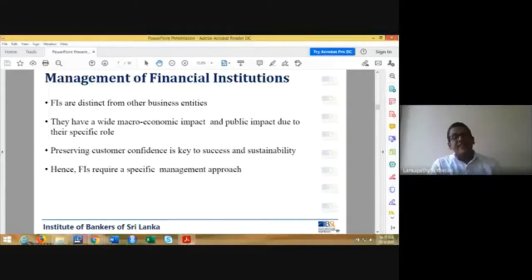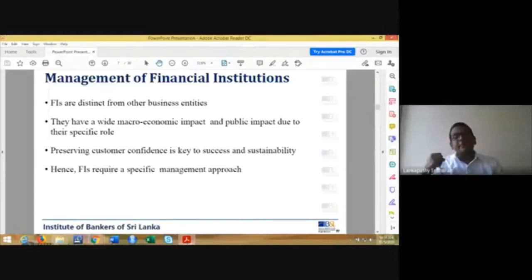The second one is that they have a wide macroeconomic impact and public impact due to their specific role. That's also, of course, important. For example, X is a production company and Y is a bank or finance company. If X, the production company, fails or closes down, the macroeconomic impact is very low. But if a bank or finance company fails or closes down, the impact is high in the macroeconomic system.